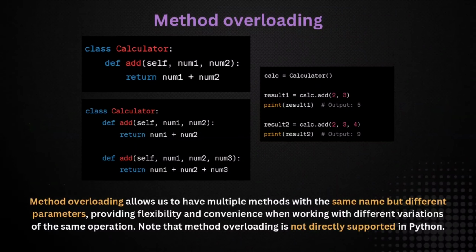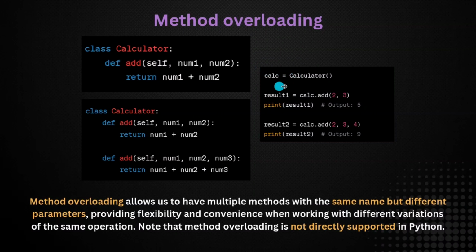Let's see an example. Here you can see that we have a class Calculator and it has a method add. This add method has two parameters, num1 and num2, and self is a default parameter which indicates the object of the class Calculator. Now I'm also creating another method with the same name, add, but this time we have three parameters, num1, num2 and num3, which returns the sum of all these three numbers.